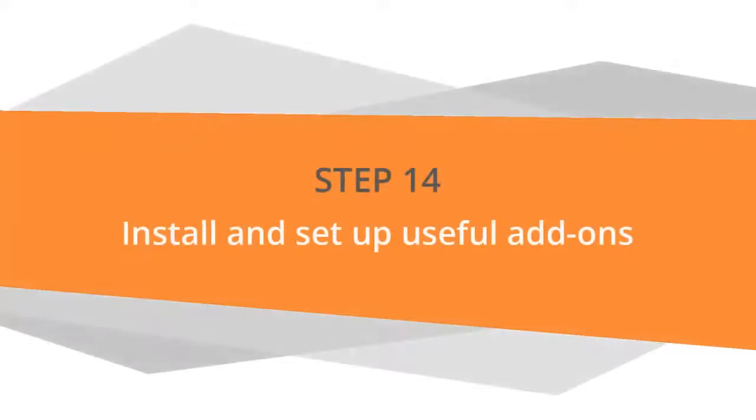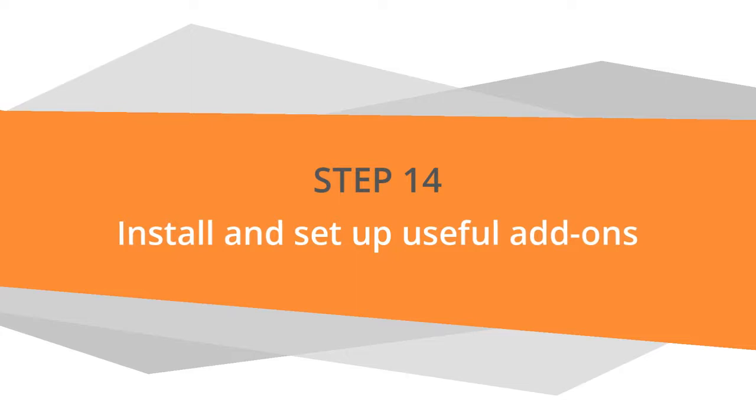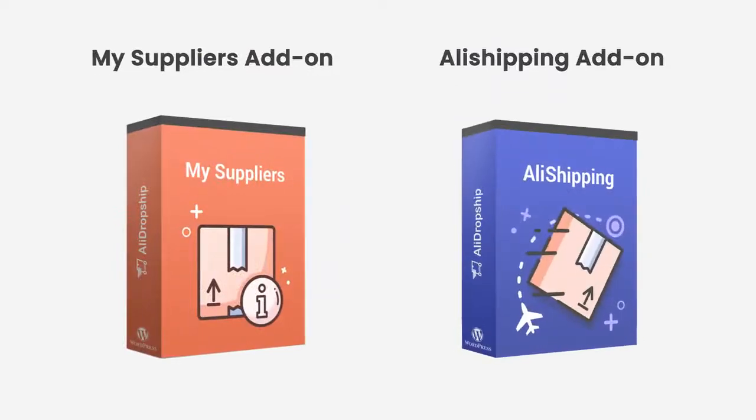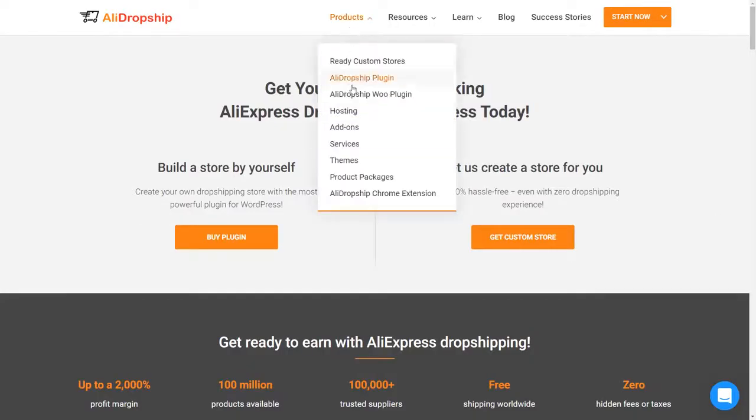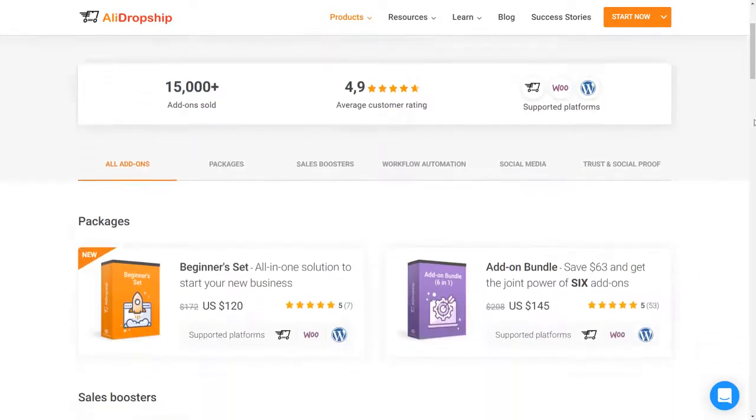Install and set up add-ons by Alidropship. There are many of them. I will install two add-ons, the Alidropshiping add-on and the My Suppliers add-on, at this step. Let's add these two add-ons to make your future dropshipping experience much easier and more productive. The list of the Alidropship add-ons is located on the Alidropship website, Products, Add-ons page.